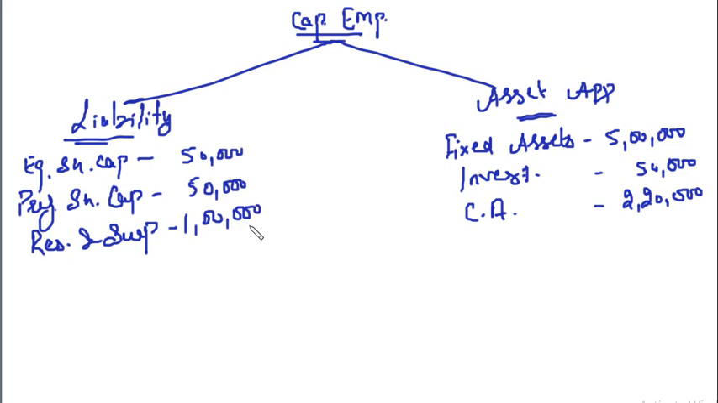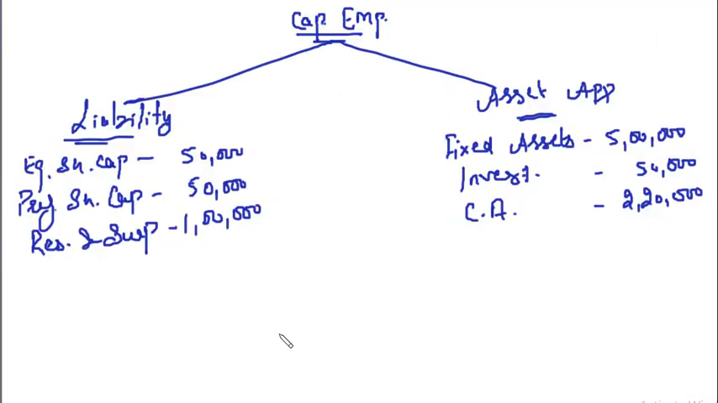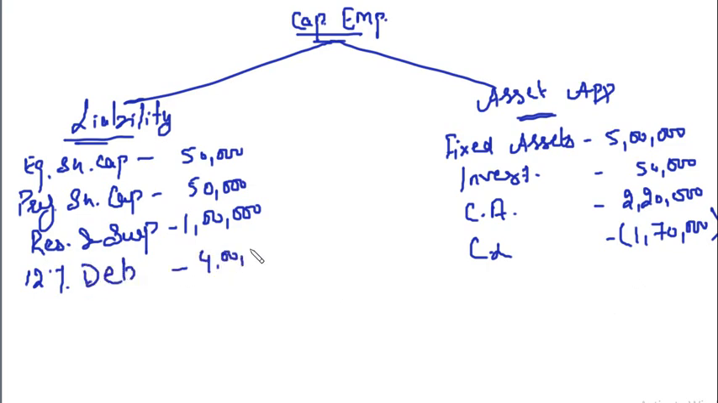Then you have current liabilities of 1,60,000. What to do with the current liabilities? You have to subtract current liabilities of 1,70,000. Clear? Then you have 12% debentures. This is your long-term borrowing of 4 lakhs. So this comes to 6 lakhs. And if you will total this, this will also come to 6 lakhs.